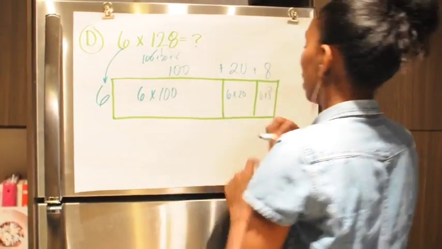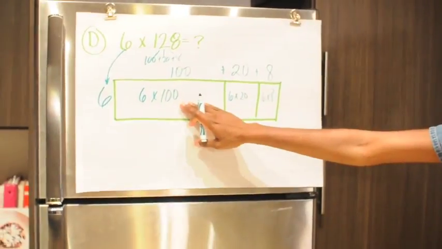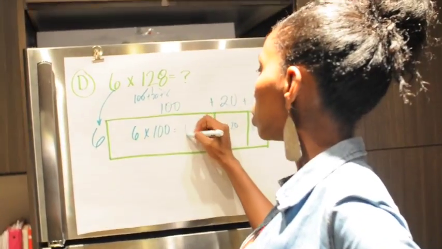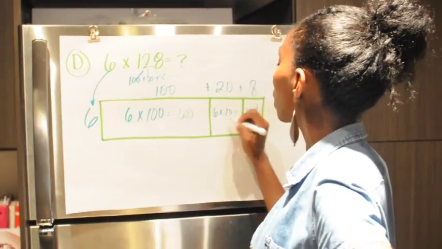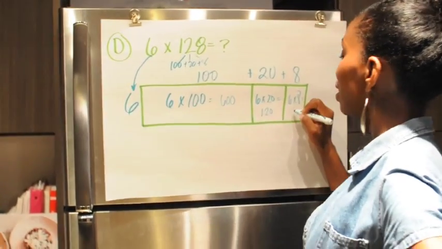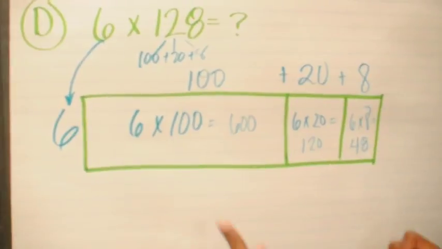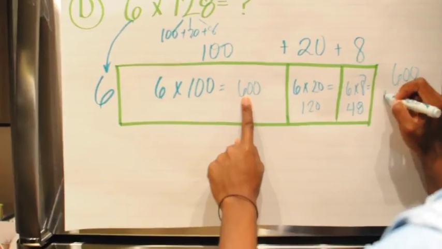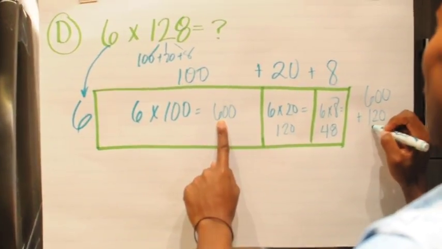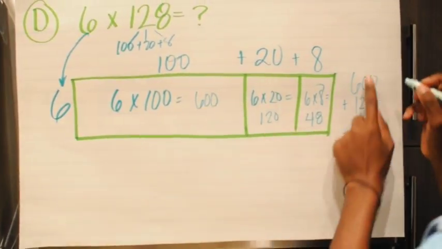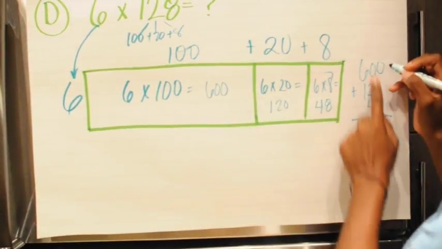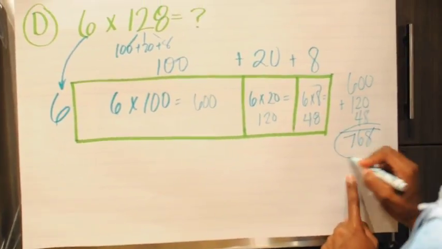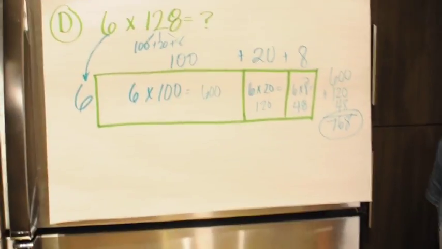6 times 8. All right, and then when I'm figuring out the products of each of those, 6 times 100 equals 600. 6 times 20 equals 120. And then 6 times 8 equals 48. I would simply add my partial products together. 600 plus 120 and 48. 0 plus 0 plus 8 is 8. 2 plus 4 is 6. 6 plus 1 is 7. And therefore, I would have 768.